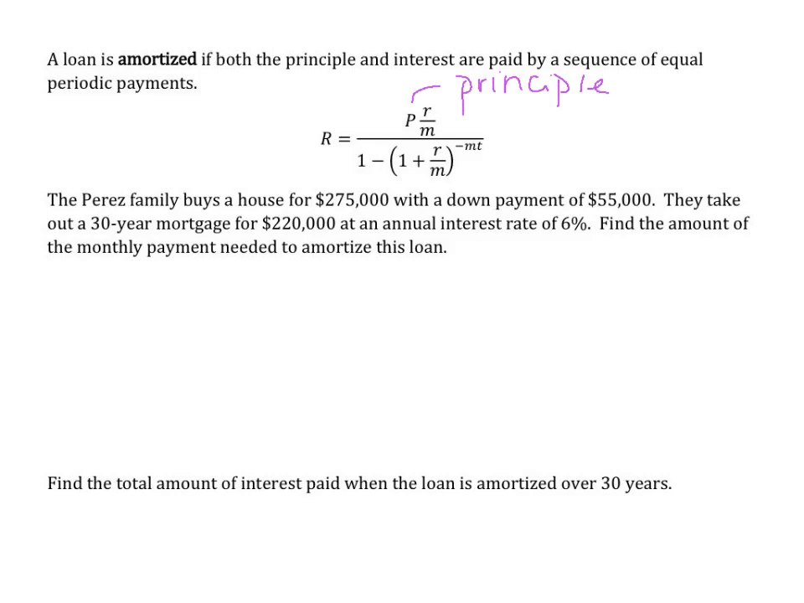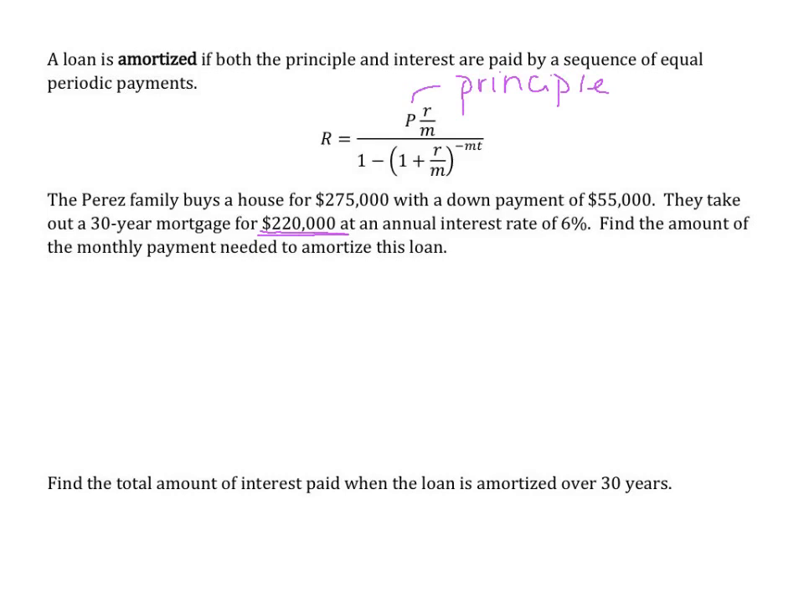So the Perez family buys a house for $275,000 with a down payment of $55,000. So they're only mortgaging $220,000. They take out a 30-year mortgage at an interest rate of 6%. Find the amount of the monthly payment needed to amortize this loan so that they have equal payments, but yet their payments cover both the principal and the interest.